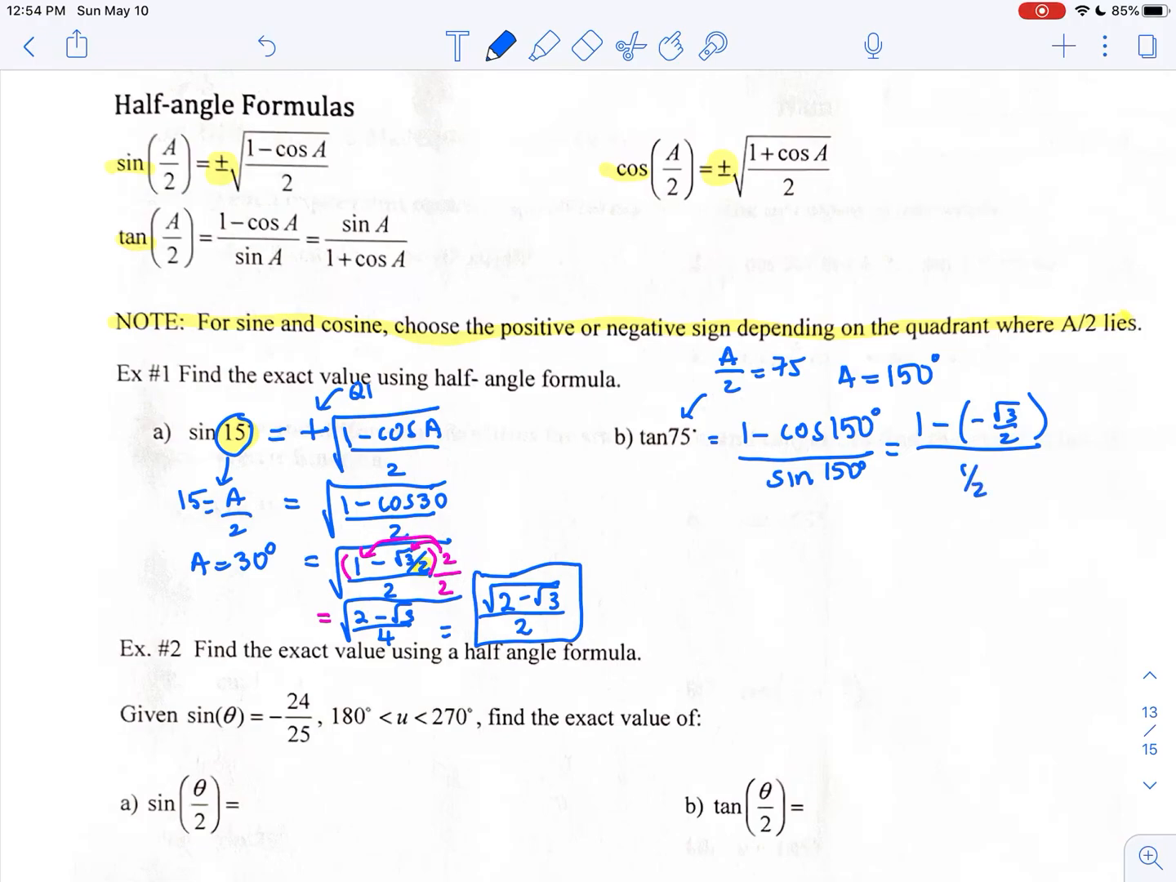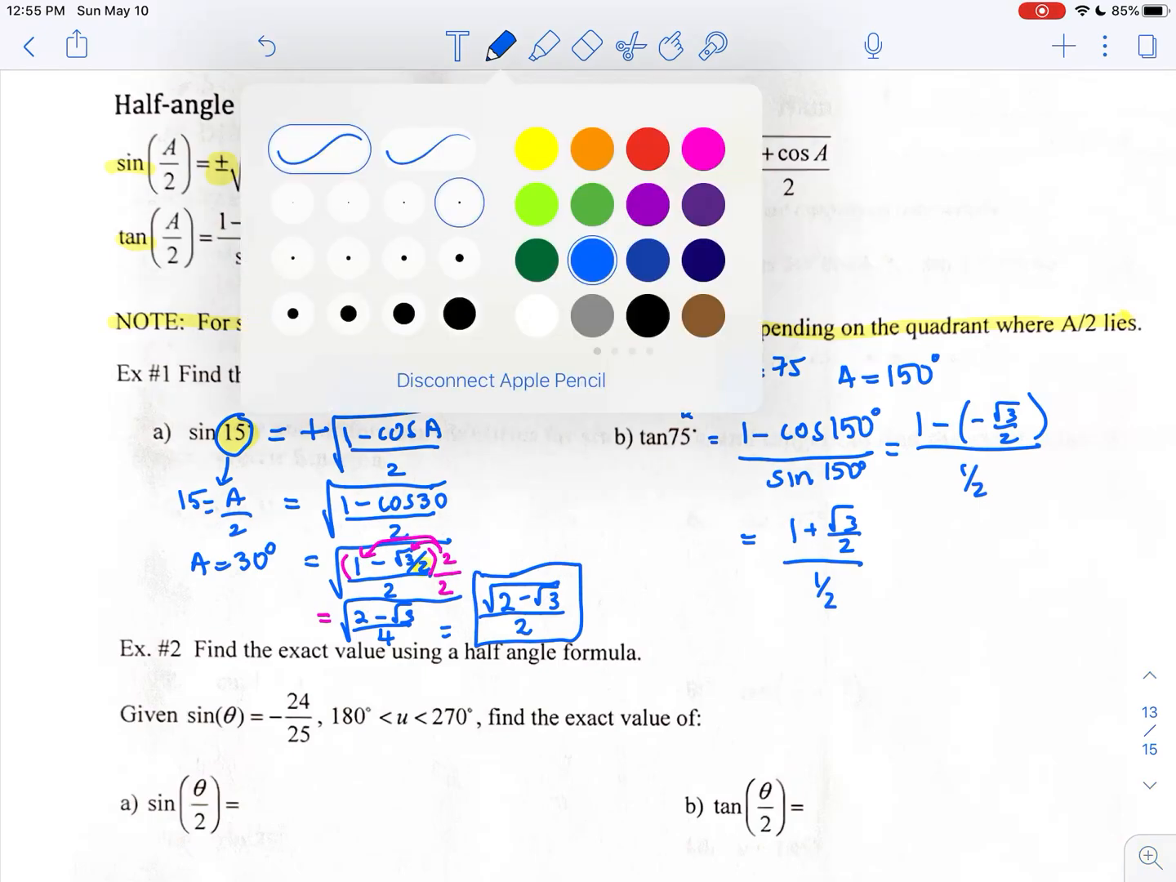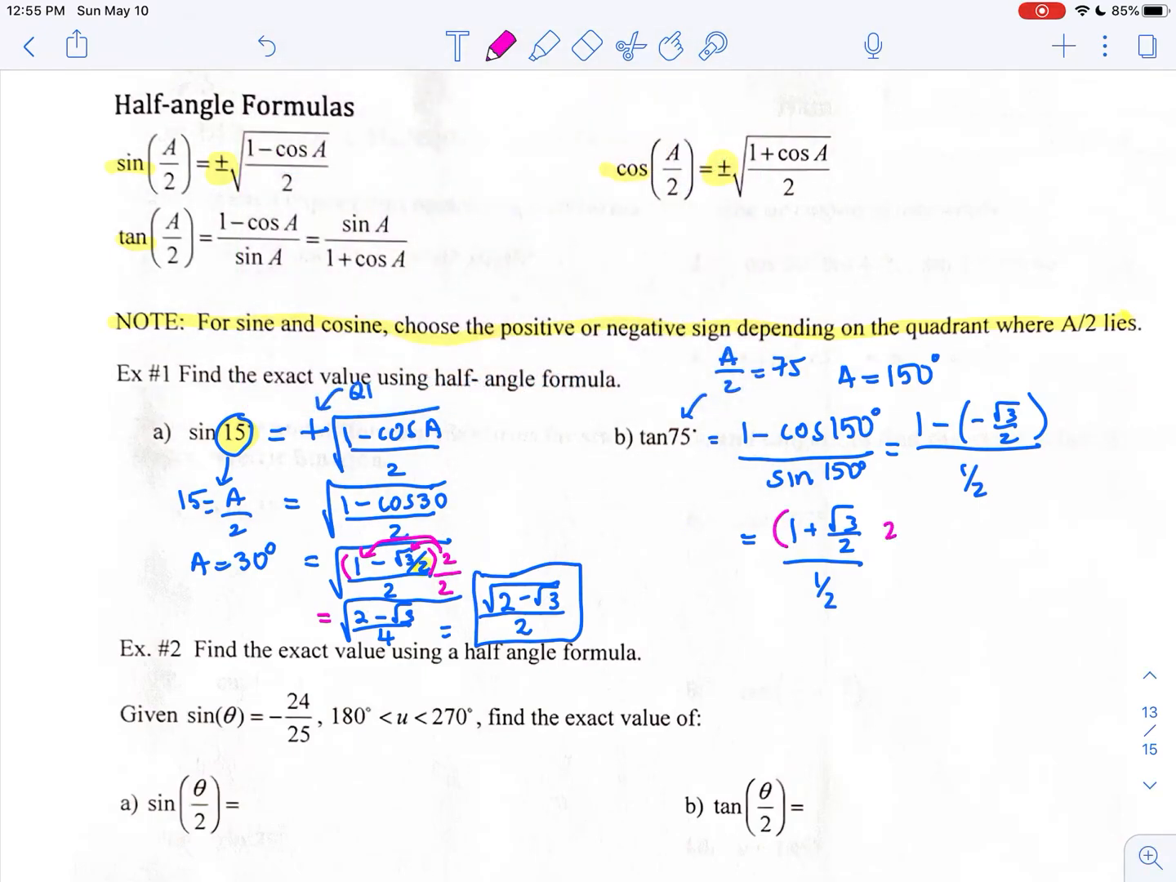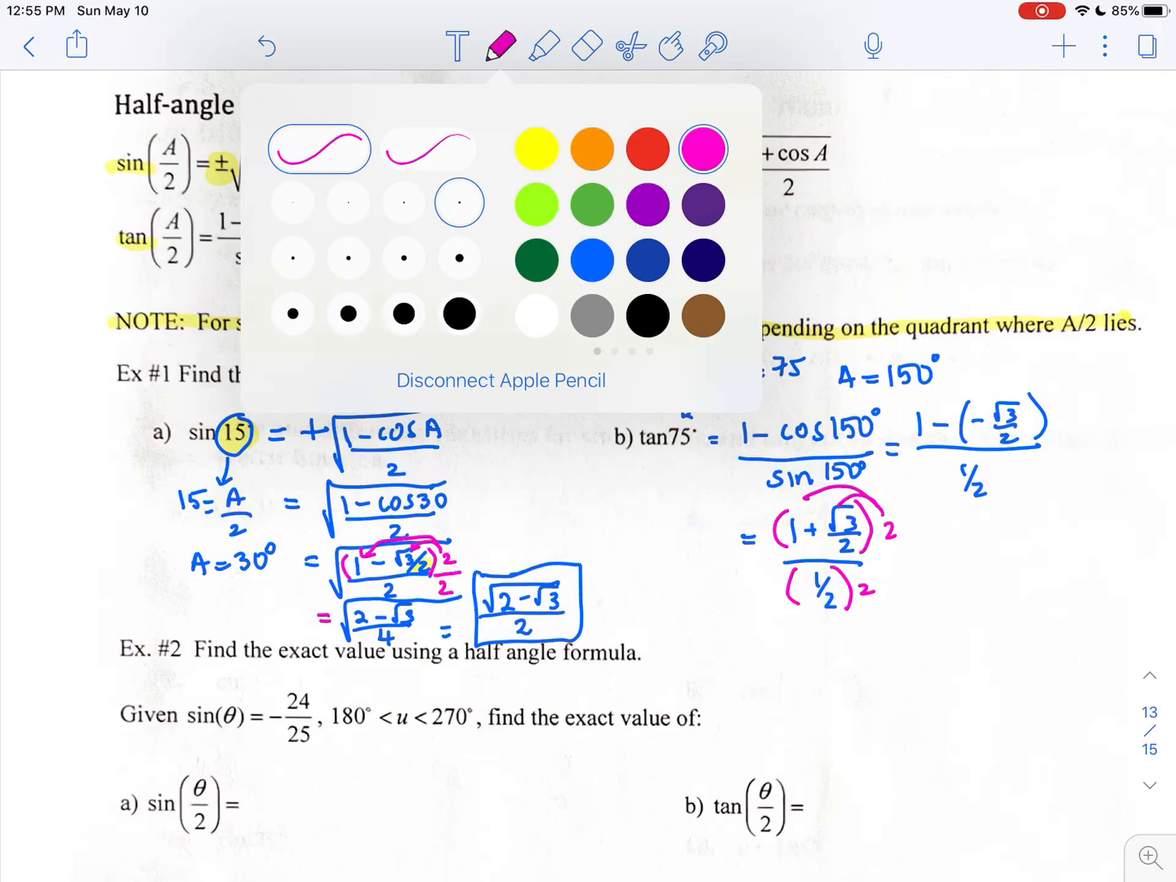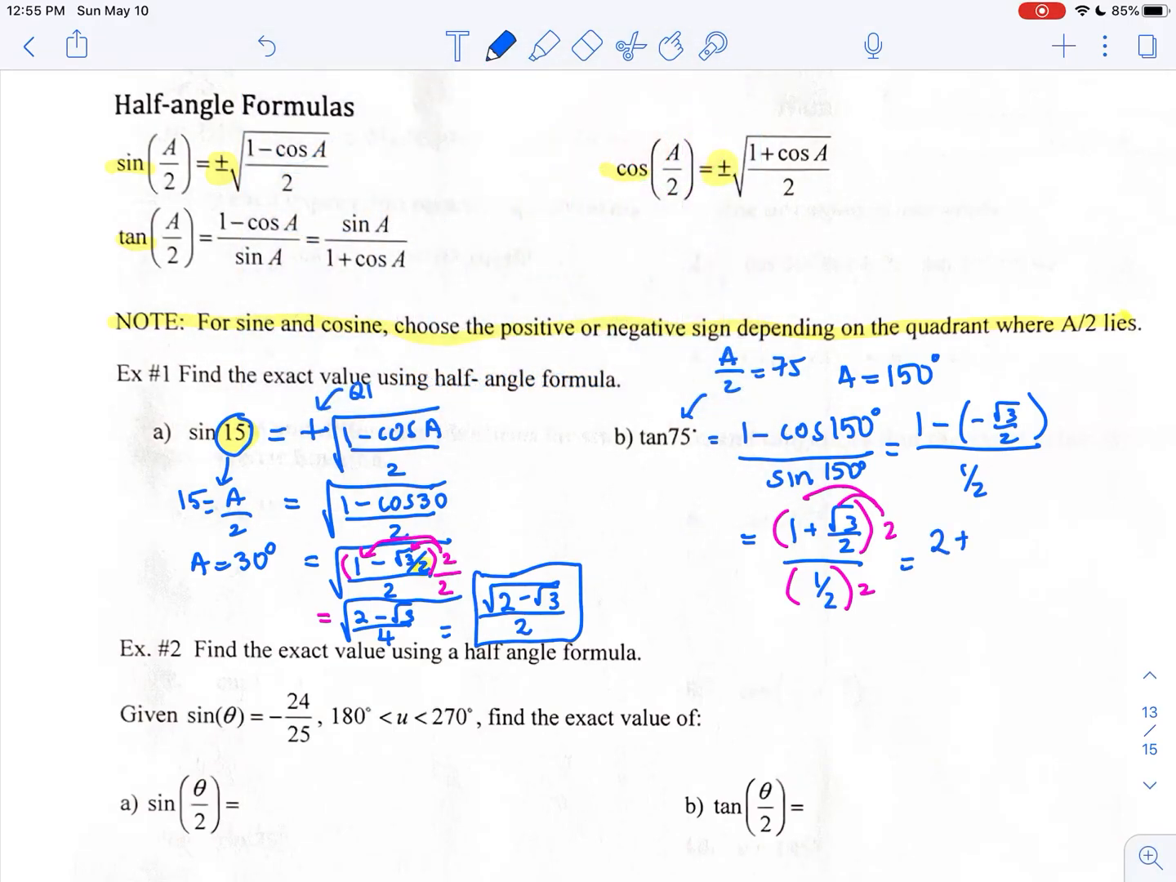we have positive 1/2. So once again, we're left with a complex fraction, a fraction within a fraction. So on the top and bottom, we can eliminate those fractions by multiplying and distributing 2 to the top and 2 to the bottom. So if we go ahead and do that, we end up with 2 plus radical 3. The 2's cancel out on the second fraction in the binomial. 1/2 times 2 is just 1. So our answer is 2 plus radical 3.